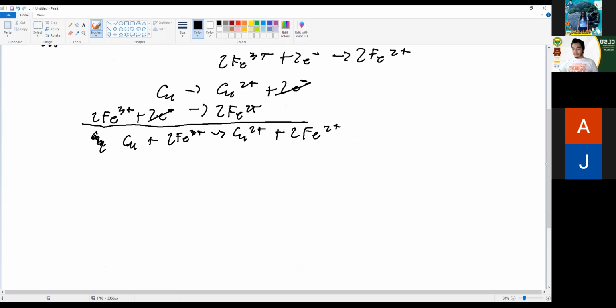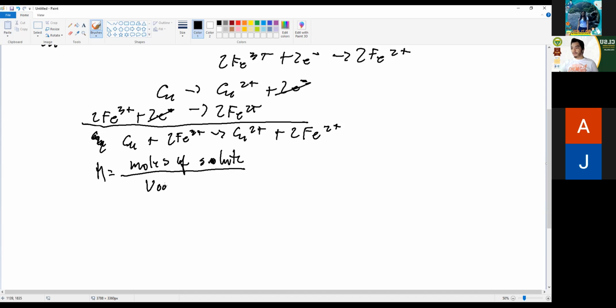So ang tinatanong, gaano kadaming copper metal daw ang magre-react kay 50 ml ng 1.3 molar ng iron chloride. Yan. So, tandaan natin, ang molarity, di ba? Molarity is moles of solute over volume of solution in liters. So, ang moles naman ng solute, moles is equal to grams over molecular weight.